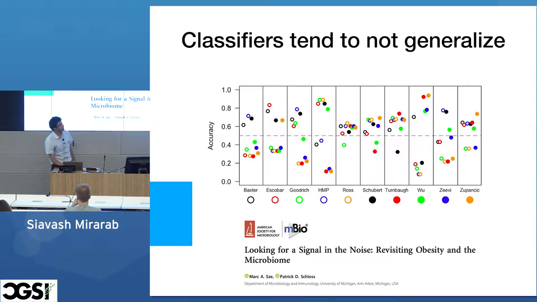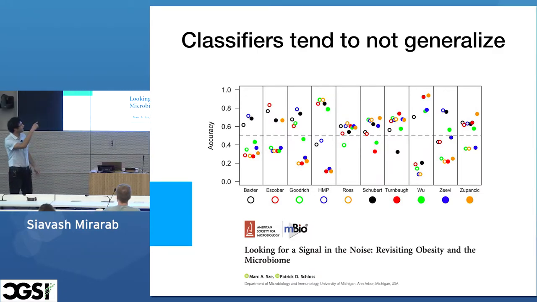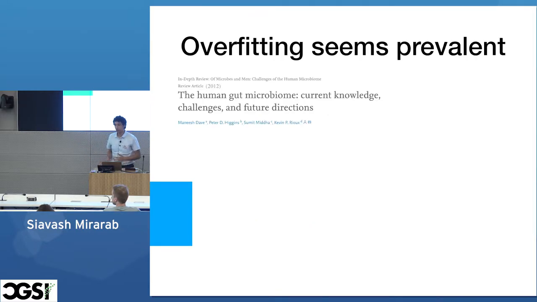So below 50% is worse than random. And yes, if you take each study and apply it to its own data set, even through cross-validation, they usually work well, but the models do not generalize to other studies. So this is a known issue. People who work on this recognize this. So we don't really have microbiome-based diagnostics based on classification because of issues like this. People who have been following the literature might not be surprised by this.